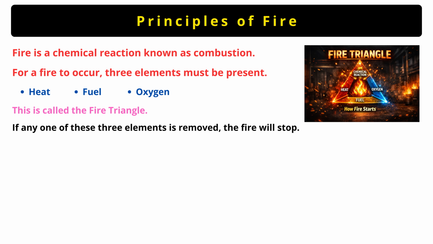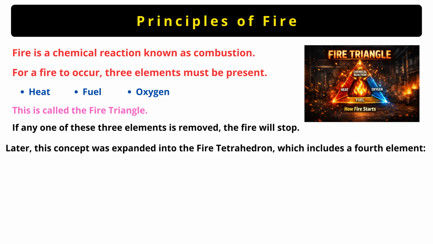Let's understand with examples. If we remove heat, for example by using water to cool, the fire will be extinguished. If we remove oxygen, for example by using foam or CO2 to smother, the fire will stop. If we remove fuel, the fire cannot continue because there is nothing left to burn. So remember, the fire triangle consists of heat, fuel and oxygen.